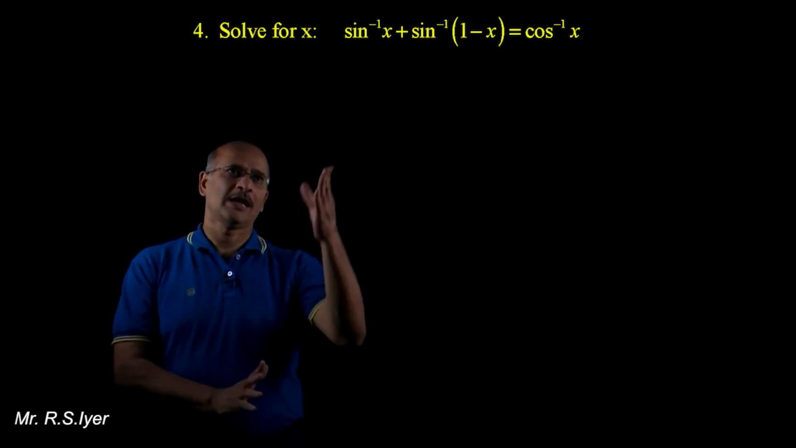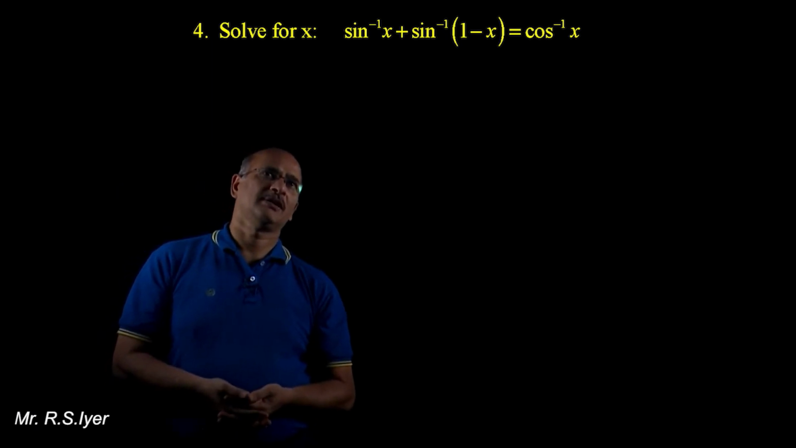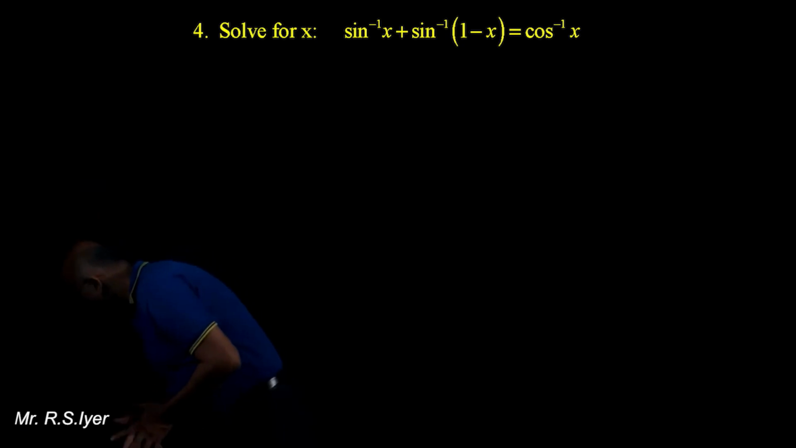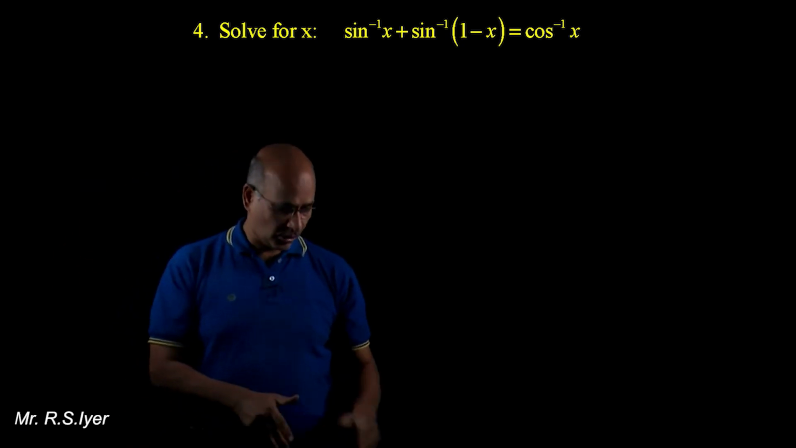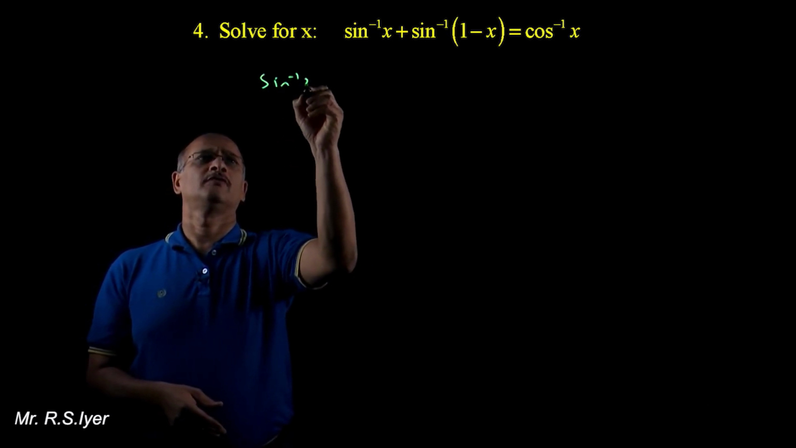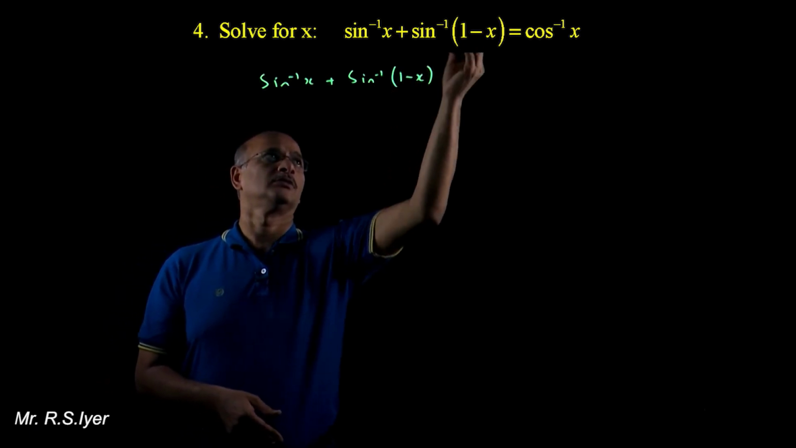Sum number 4, have a look at it. It is sine inverse x plus sine inverse (1 minus x) is equal to cos inverse x. Okay, one second, let me just confirm this question. Is sine inverse x plus sine inverse (1 minus x) equal to cos inverse x? So, just write this question here once again for you. Sine inverse x plus sine inverse (1 minus x), what is it?